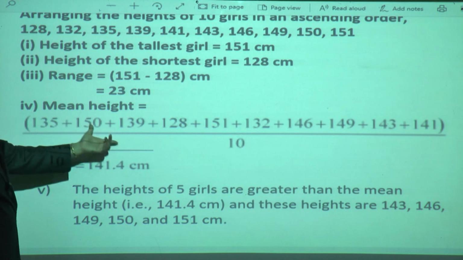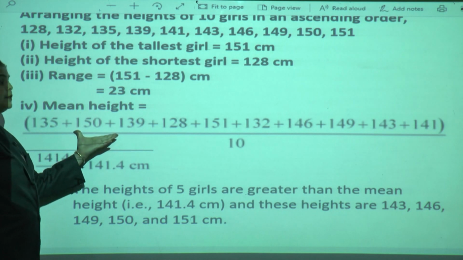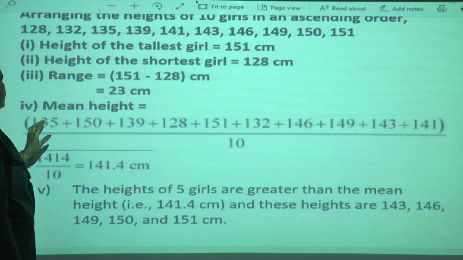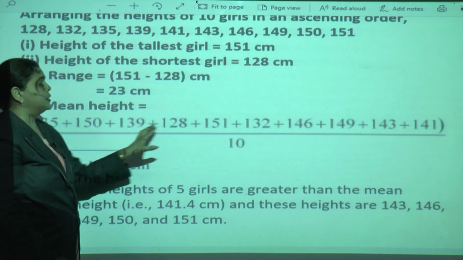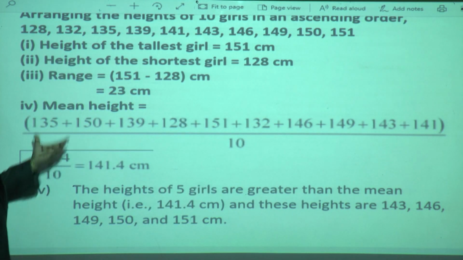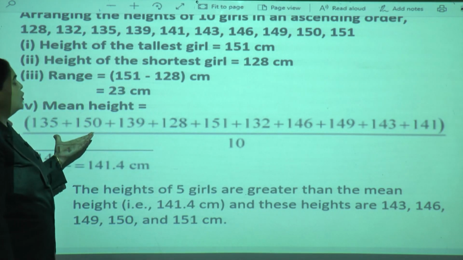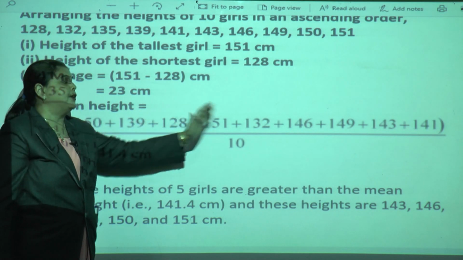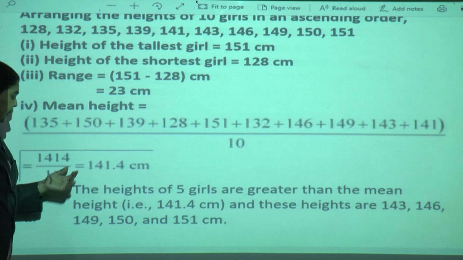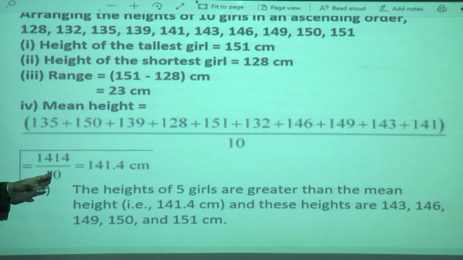Then how to do the total of all this? It's very lengthy. I had already told you, you can divide these numbers, you can do the pairing, you can do the grouping of these numbers and then do the total. You can group these three numbers, these three numbers, and the last 4 numbers. What will be the sum? All the groups of numbers should be added together, then we get 1414, and you know the number of girls was 10, so we have to divide it by 10.